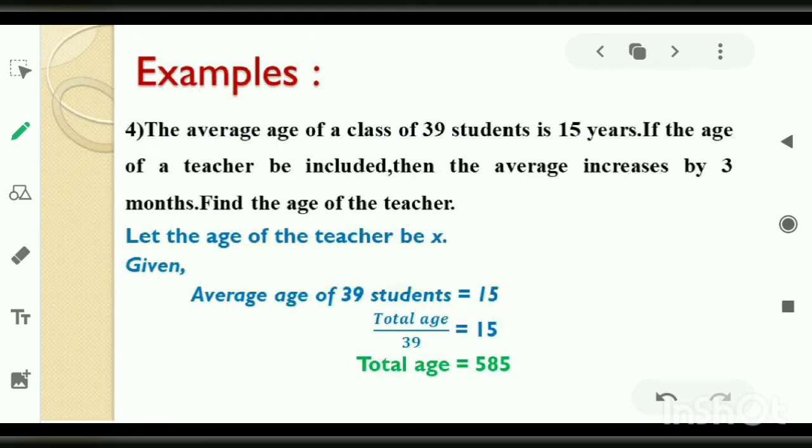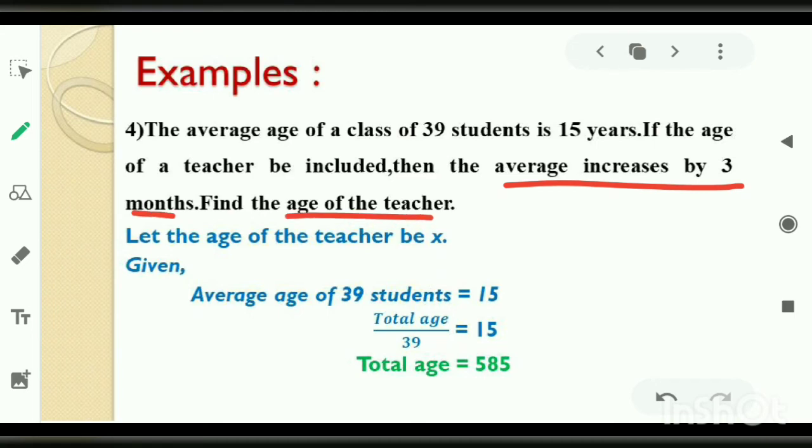Okay. Let's jump into the fourth problem. It is very interesting, right? Are you all with me? Good. Let's read the question. The average age of a class of 39 students is 15 years. If the age of a teacher is included, then the average increases by 3 months. Find the age of the teacher.